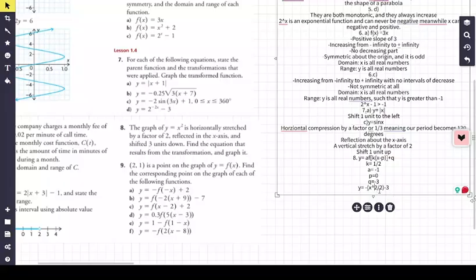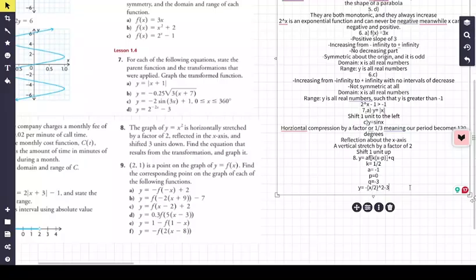Sorry, this shouldn't be here. This should be on the outside, because the k value is inside, right? This is f of x. So negative x over 2, to this squared, minus 3. So we have that, and you should be able to graph this.